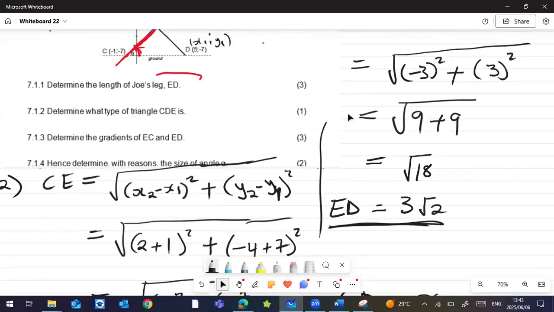Now, I will stop it here. We will now look at part 2 of this paper. Let me just stop this clip here for the first part of this analytical geometry.